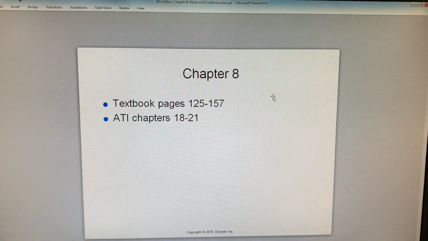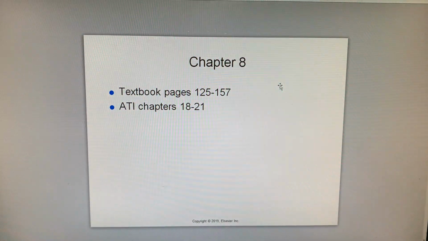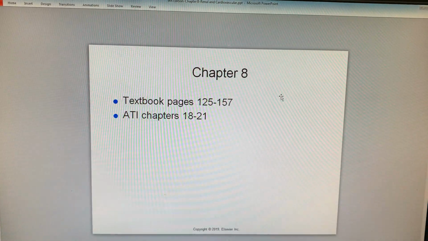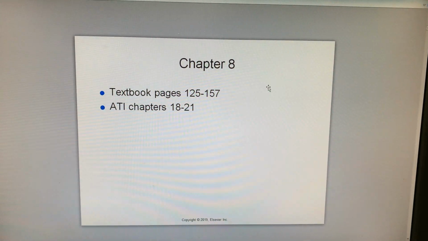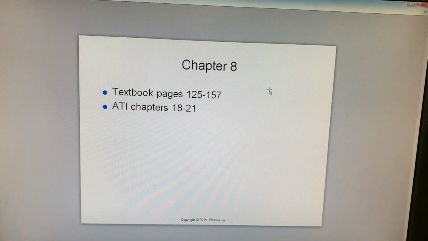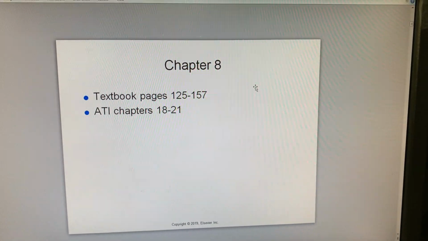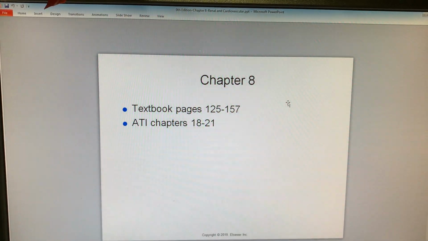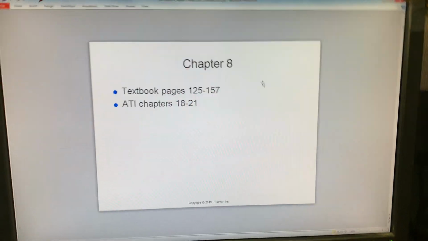So in chapter 8, we'll be talking about the textbook pages 125 to 157 and ATI chapters 18, 19, 20, and 21. So make sure that you read those pages and look at the practice tests in the back of the ATI chapters, as well as the learning outcomes and key terms on page 125 and 126, and the key points at the end of the chapter.